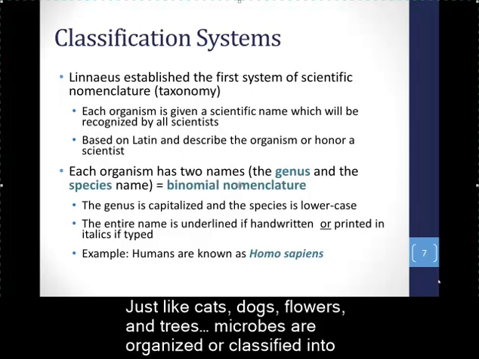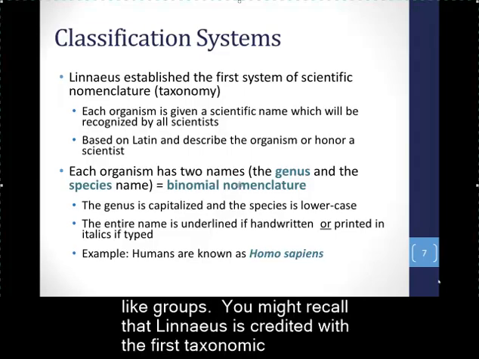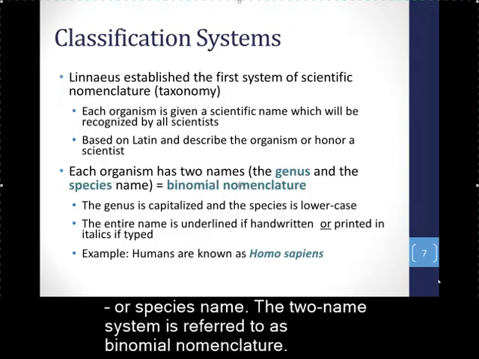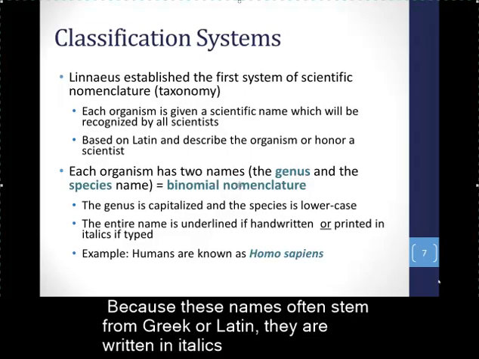Just like cats, dogs, flowers, and trees, microbes are organized or classified into groups. You might recall that Linnaeus is credited with the first taxonomic classification scheme. Each organism has a first name, or a genus name, and a last name, a species name. This two-name system is referred to as binomial nomenclature.